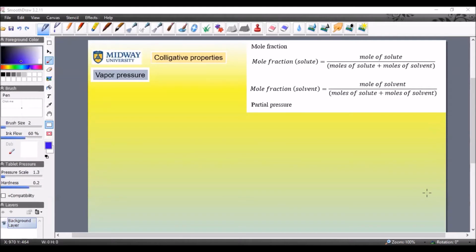Welcome back. As I mentioned in the previous video, we're going to discuss the four major components of colligative properties. And the first one is vapor pressure. But we haven't actually defined what constitutes a colligative property. In other words, what's the definition of colligative properties?